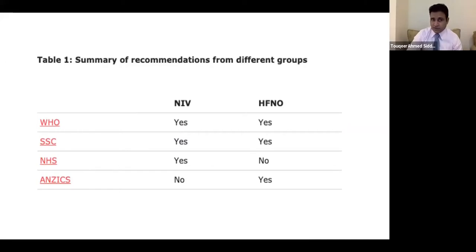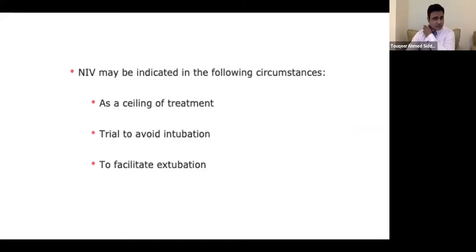But Australia and New Zealand said don't recommend NIV, whereas the rest recommend NIV. Now, NIV can be used as a treatment. There's a common teaching that we tell medical students or trainees: if you have pneumonia that is going to respiratory failure, don't put on CPAP, just tube them.